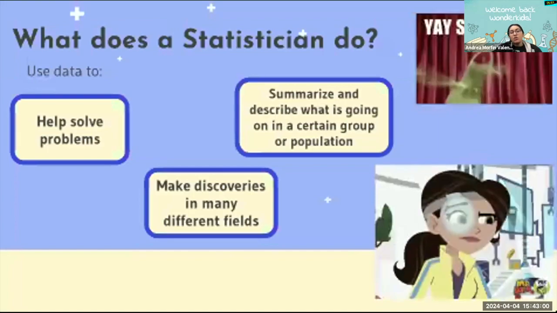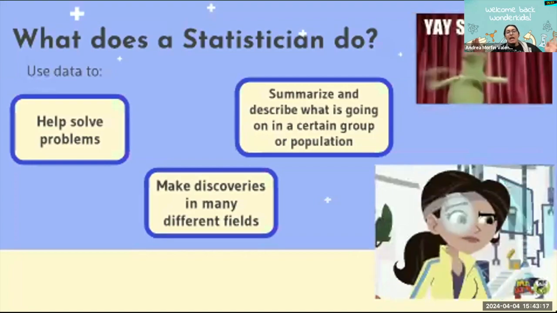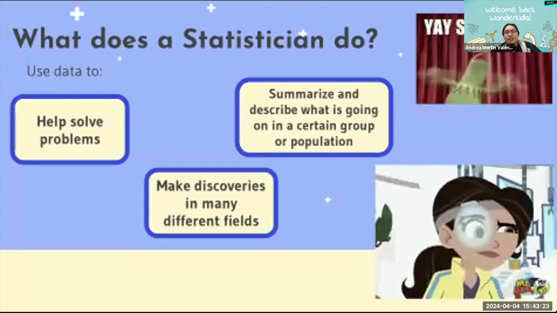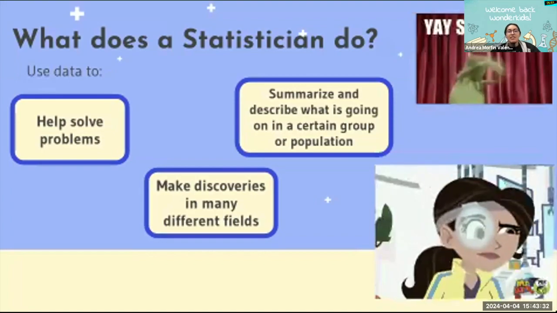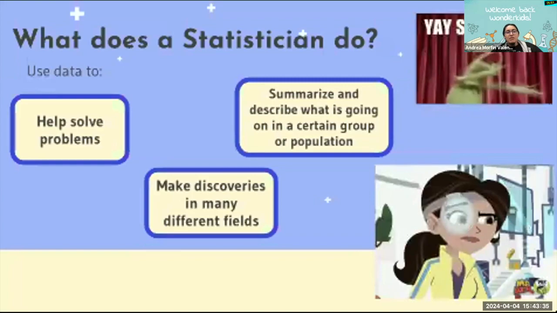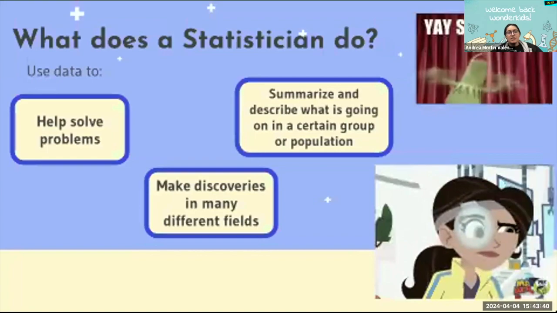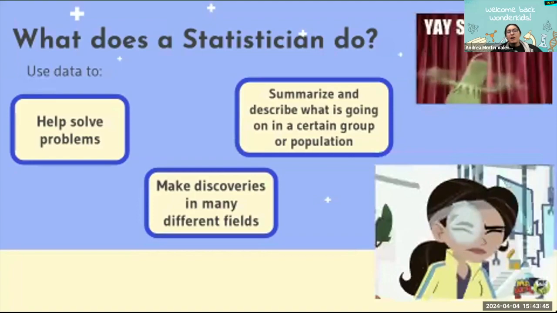Following that, they also make discoveries in many different fields. Statisticians are in many fields, not just math. They are definitely in chemistry and medicine. They work with doctors. They work with scientists. They even work with people that are in charge of money, like bankers. And lastly, they summarize, which means they put all the information they learned into a very, very short explanation. And then they describe what was going on in a certain group of population.